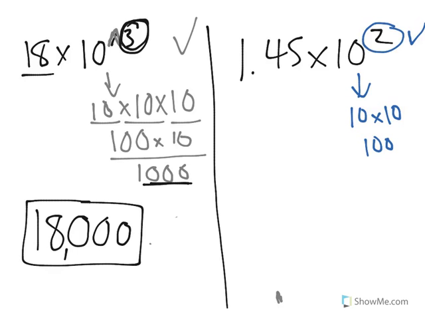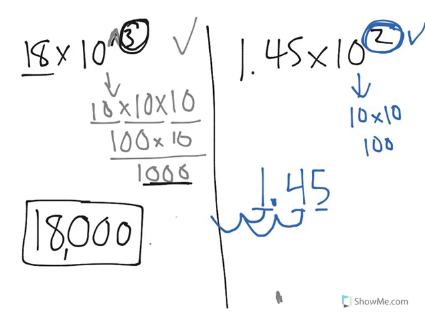When we're working with powers of 10, what happens is, in a multiplication problem, the decimal point stays where it is, but all other numbers shift this many places, 2 places in this case, to the left. So the 1 moves over 1, 2, the 4 moves over 1, 2, and the 5 moves over right before the decimal point. And you have 145 and then the decimal point.